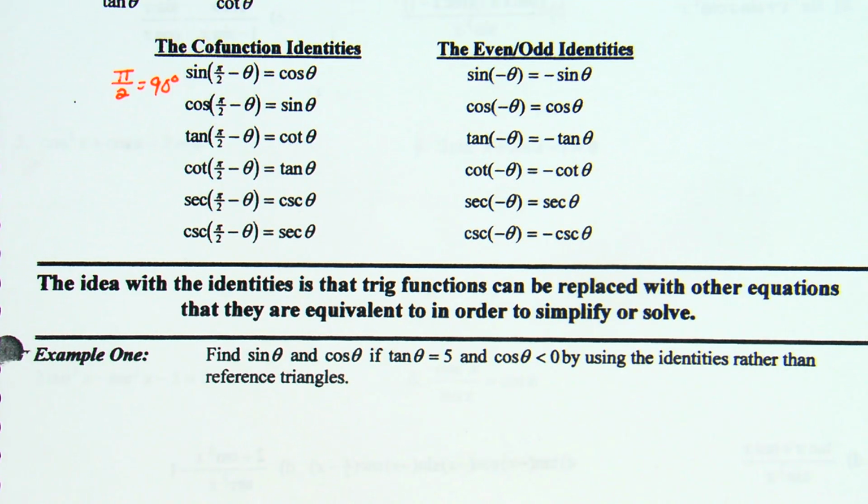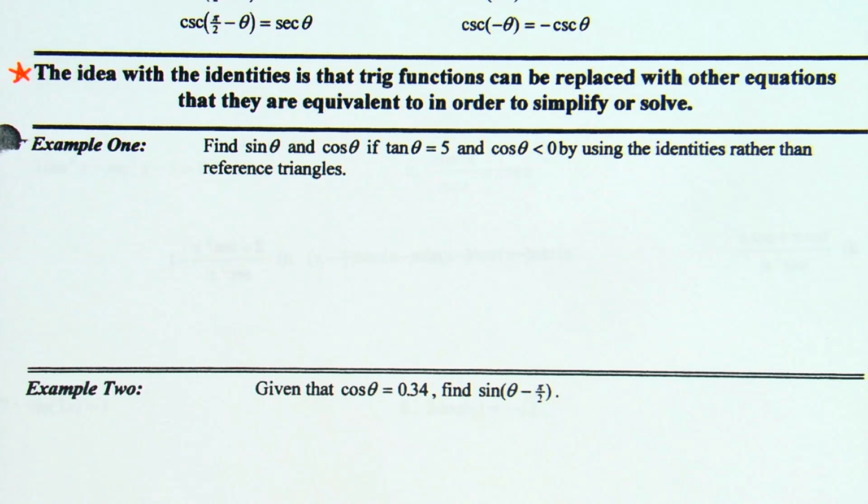Okay, big bold idea here. The idea with the identities is that trig functions can be replaced with other equations that they are equivalent to in order to simplify or solve. And that is all about what this lesson is about. Being able to trade things out and simplify. So, the best I can do is say, we've just got to start working our way through these. So example 1.